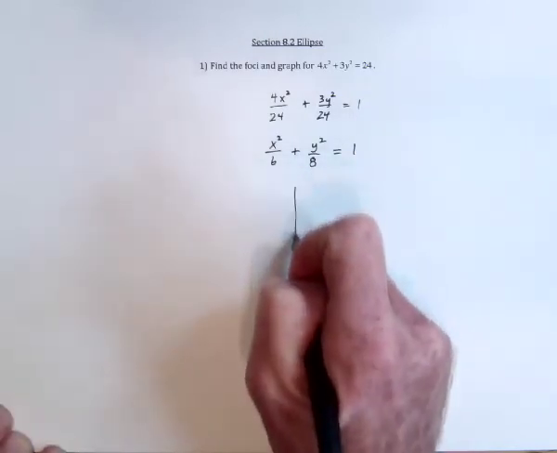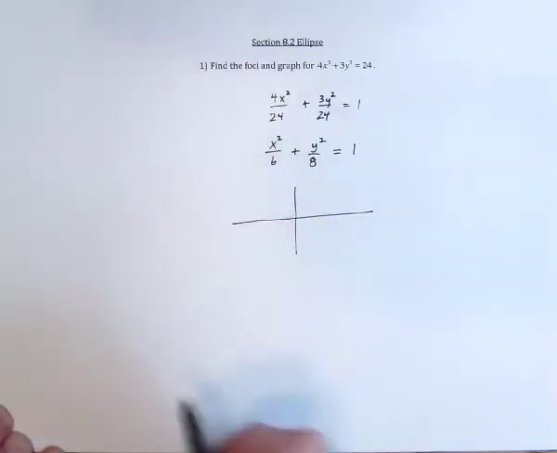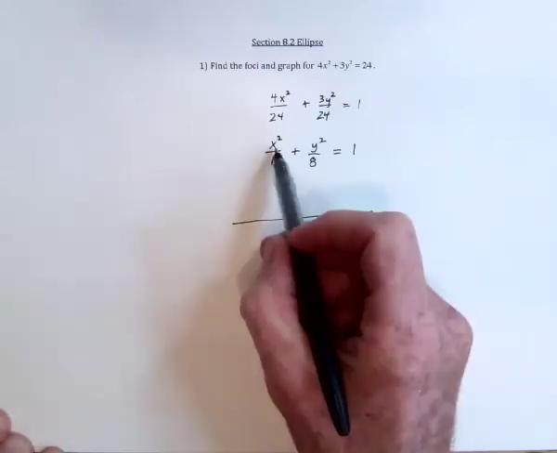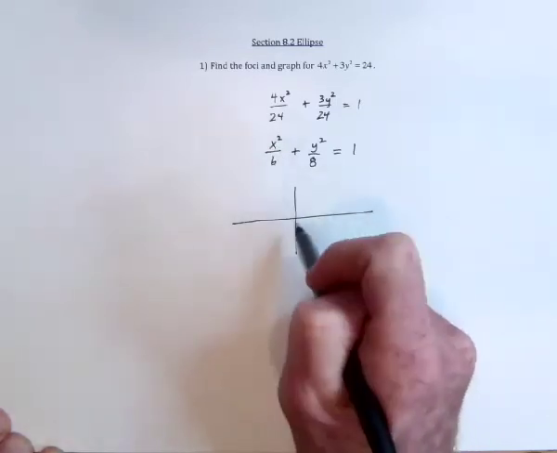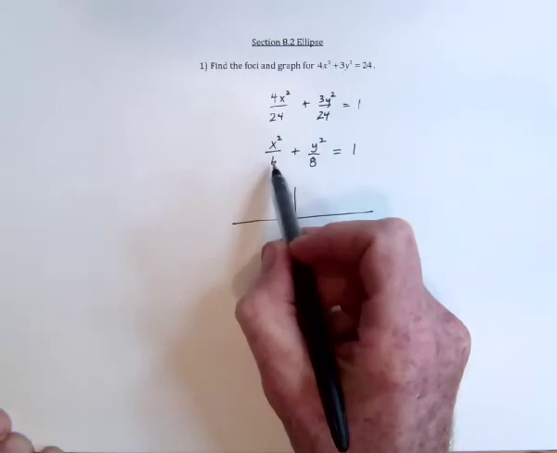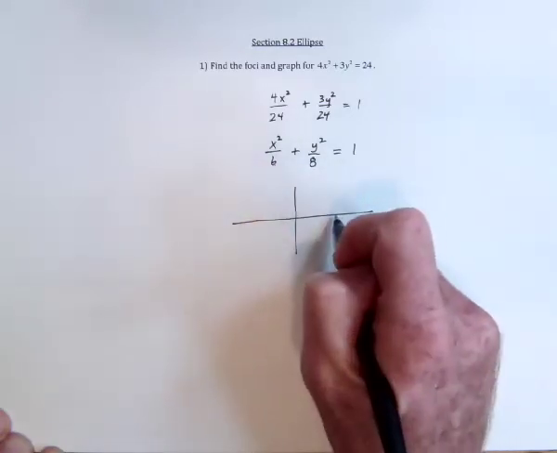And then the ellipse is centered at the origin, since this doesn't have x minus something or x plus something. So it's centered at the origin. And then in the x direction, you take the square root of this number. So it's going to go out to the square root of 6.